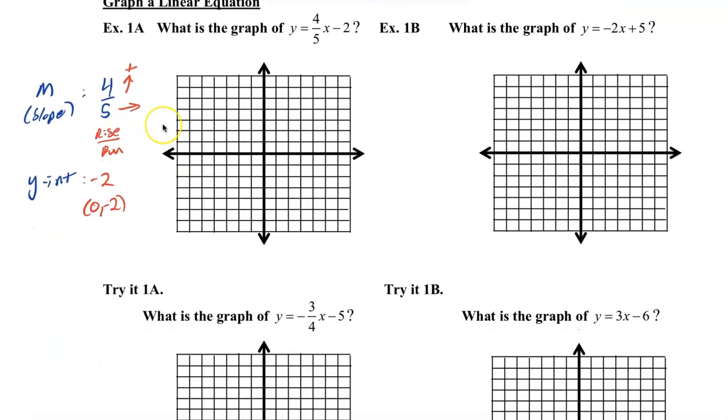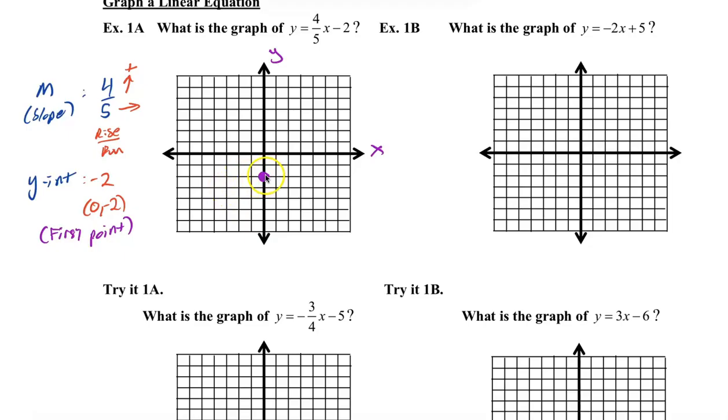Anyway, once we have those 2 points, that's all we're going to need. So we're going to start at the y-intercept. Remember, the vertical line is our y, and this is our x. We're going to start at 0, -2, so we go 0, down to -2. That's always our first point. Remember, you always want to start there. Our first point's always the y-intercept.